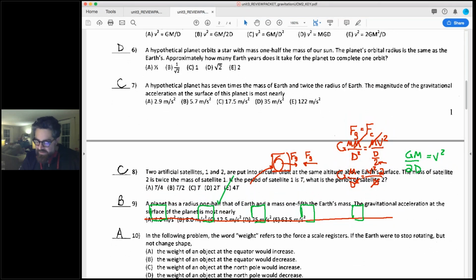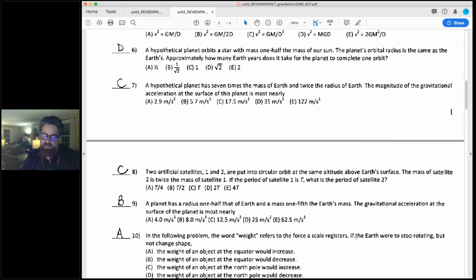Question number 7 is another example of one of these qualitative gravitation problems. We're given this hypothetical planet. It's 7 times the mass of the Earth and twice the radius. And they want to know the gravitational acceleration on the surface. Well, we know gravity on Earth is equal to about 10 meters per second per second. That's going to be easy.